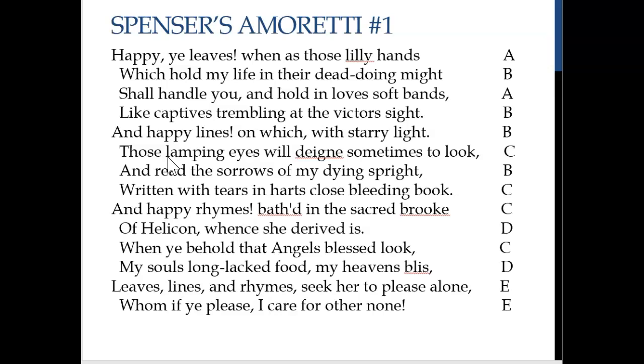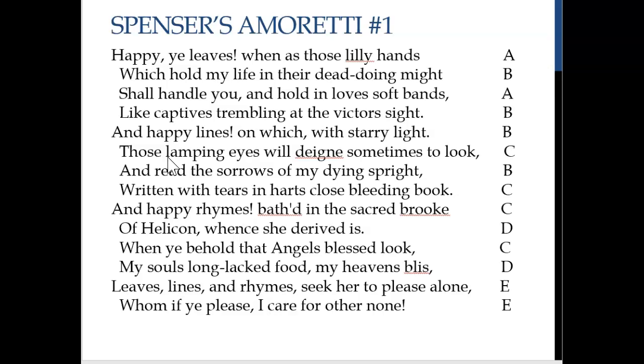"And happy rhymes, bathed in the sacred brook of Helicon, when she is derived, when ye behold what angels blessed look, my soul's long lacked food of heaven's bliss." Again, Helicon, a classical allusion. I think the sacred brook of Helicon is associated with inspiration, probably with the Muses, I think. And again, that idea that the rhymes and the poems are fortunate because they might give her a little pleasure.